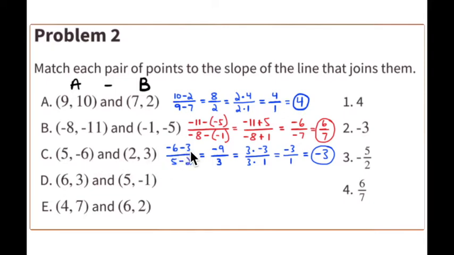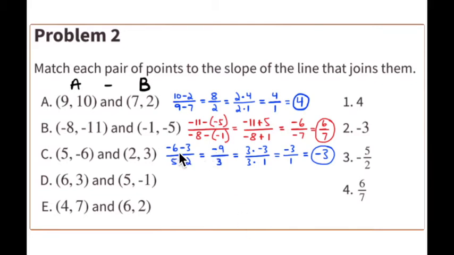So negative 6 minus 3. The length along the x-axis is 5 minus 2. That length's a little bit easier to calculate. It's just 3 units. But the length along the vertical axis is negative 9 units. So every 3 units you go along the x-axis, you're going to go down 9 units in this case. So it's a negative 9.